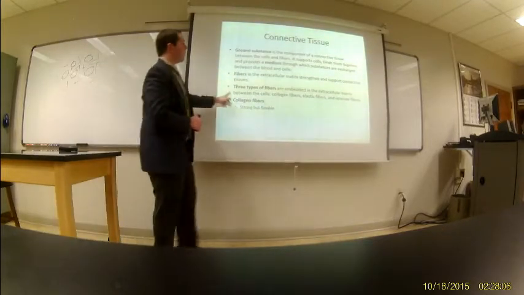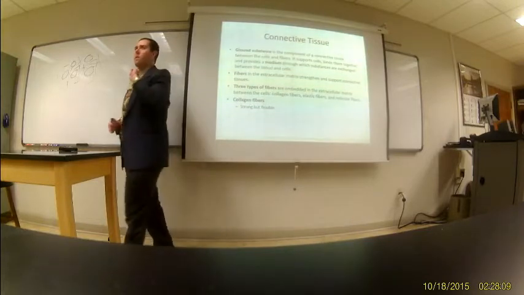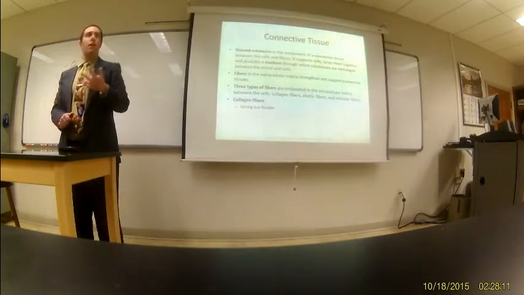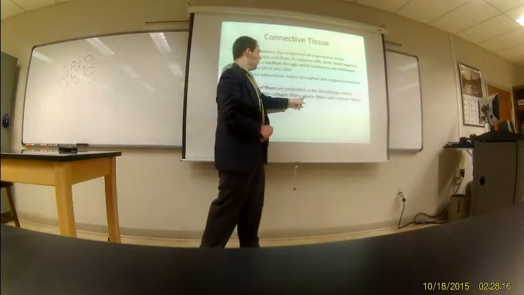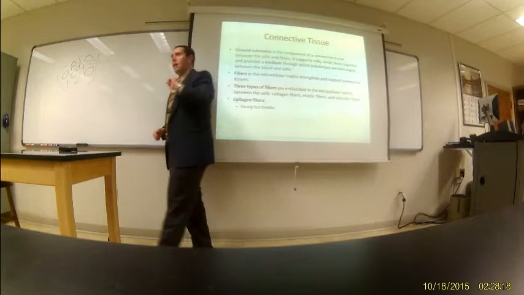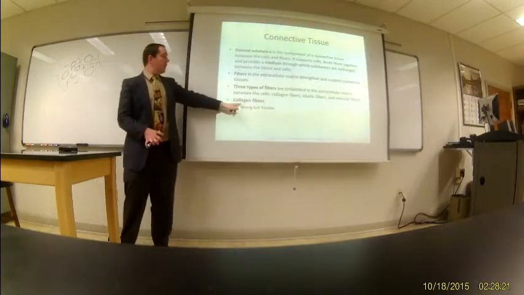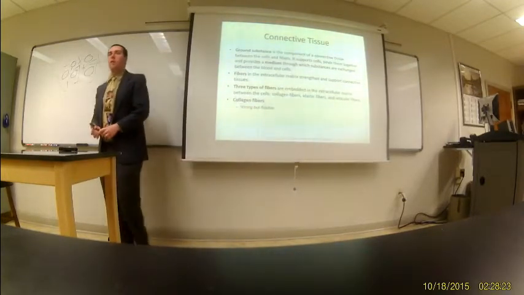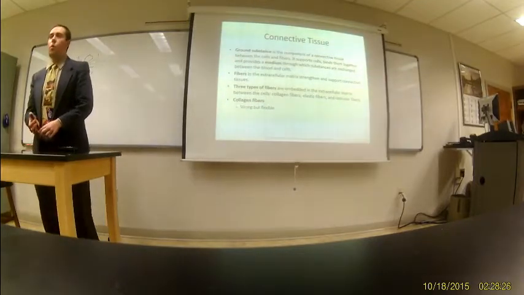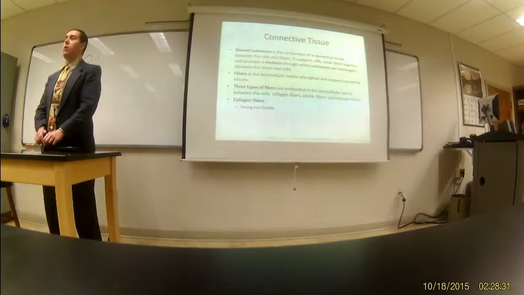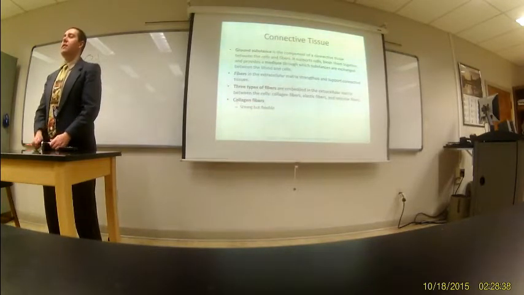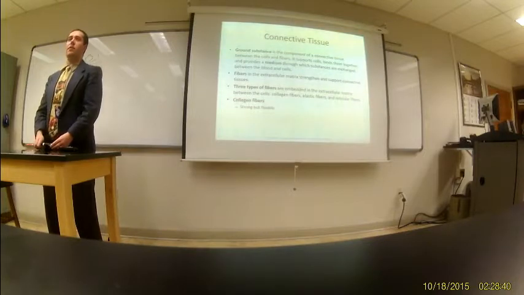So the fibers that our fibroblasts can make come in three types. We have collagen fibers, elastic fibers, and reticular fibers. Collagen is something you hear about fairly frequently. Where do you hear about collagen? Stretch marks. Stretch marks, which are located where? Where on your body? Like your waist. Skin. In skin cream commercials, they talk about restoring collagen.